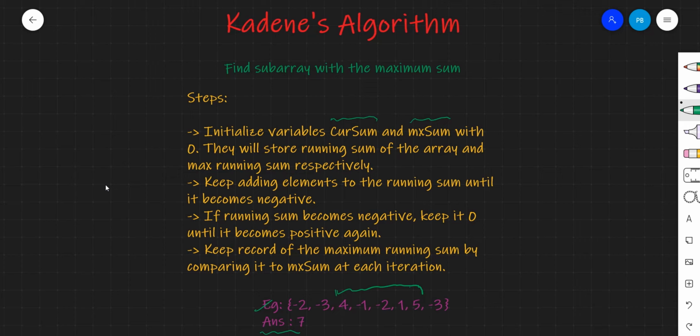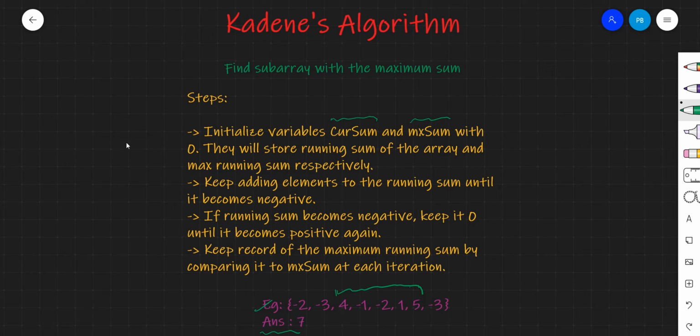Now cur sum will show the running sum. So we'll traverse the array and we'll keep adding elements to it until it becomes negative. If it becomes negative, then we will reset it to 0. And when it becomes positive again, then again we will keep adding the elements. And we will store the maximum. So cur sum will take multiple values as you go through the array. We will keep track of the maximum value that cur sum takes, and that will be our answer.